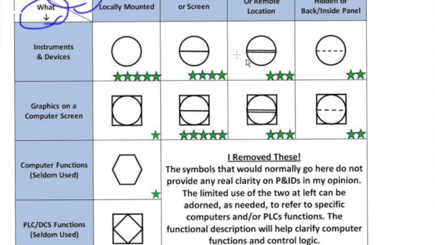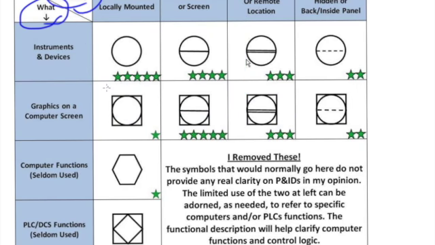So for example, the first figure means that it is in a sub-panel or remote location and it is graphics on a computer screen. Then the second example means that it is locally mounted, so it is in the field and it is specific for computer functions. And the third example means that it is inaccessible, hidden or back inside the panel, and it represents instruments and devices.